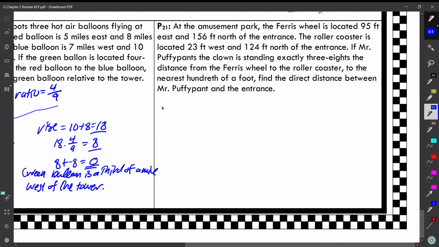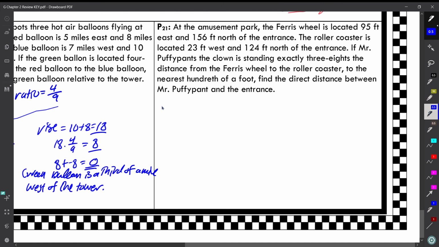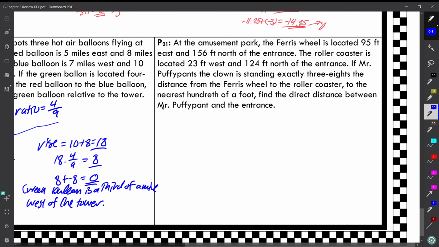At the amusement park, the Ferris wheel is located 95 miles east and 156 feet north of the entrance. Okay, so Ferris wheel F equals 95 east, which east is positive because it's to the right, and 156 is also positive because it's up north. The roller coaster is located 23 feet west. 23 is negative because it's west, and 124 feet north of the entrance.